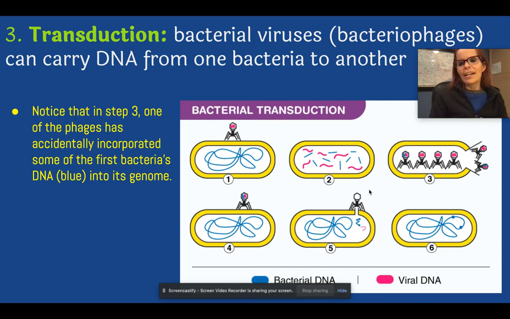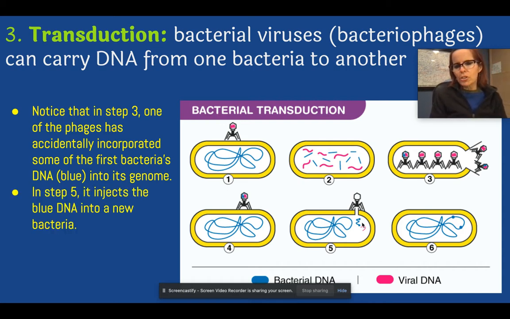However, I want you to notice in stage 3 here, as new viruses are being formed from the red DNA, this one accidentally picked up some of the bacteria's DNA. So some of that got incorporated into this particular bacteriophage. Now they explode out of the bacteria, it kills the bacteria, and they go on infecting other bacteria. Only this particular phage has the wrong DNA in it. And so when it goes to inject its DNA, it injects some bacterial DNA.